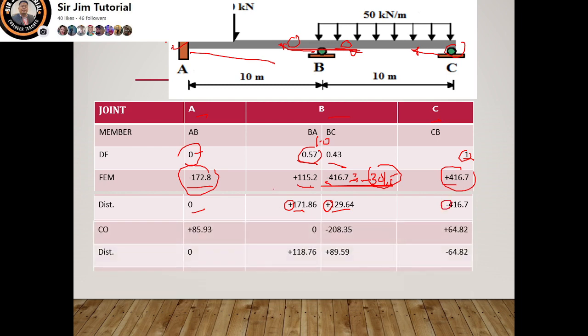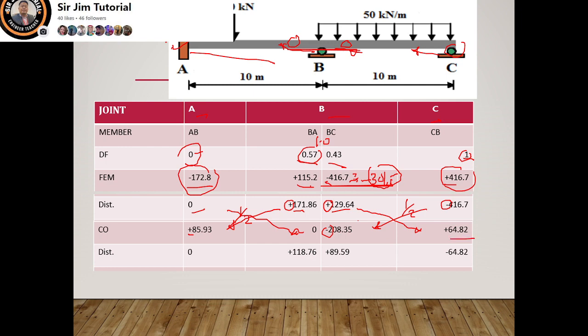And then carry over. This one, carry over here, just 1 half. Do not change the sign. It will give you positive 85.93. Here, carry over, this is 0. And then here, negative 416.7 carry over will become negative, again only 1 half. Also here, 129 divided by 2 will give you this one.